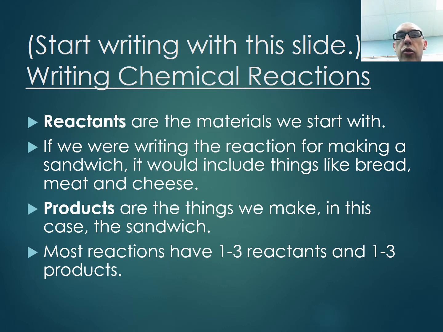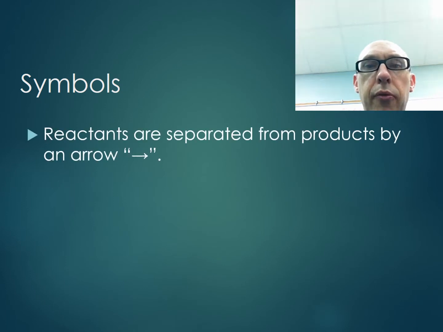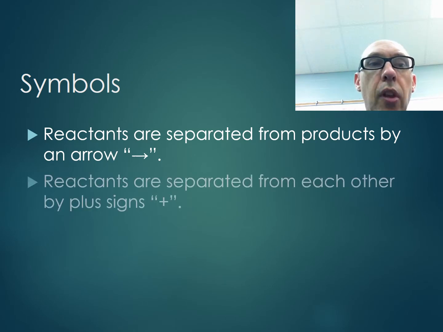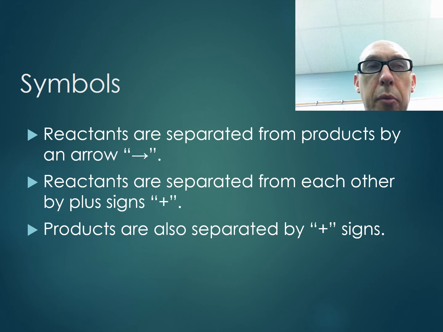Moving on in 3, 2, 1. There are some symbols that we're going to use, and these aren't chemical symbols, they're symbols for writing the reaction. First off, reactants are separated from products by an arrow. So an actual arrow showing the direction of movement from reactants producing products. Reactants are separated from each other using plus signs, and products are also separated from each other using plus signs. Moving on in 3, 2, 1.